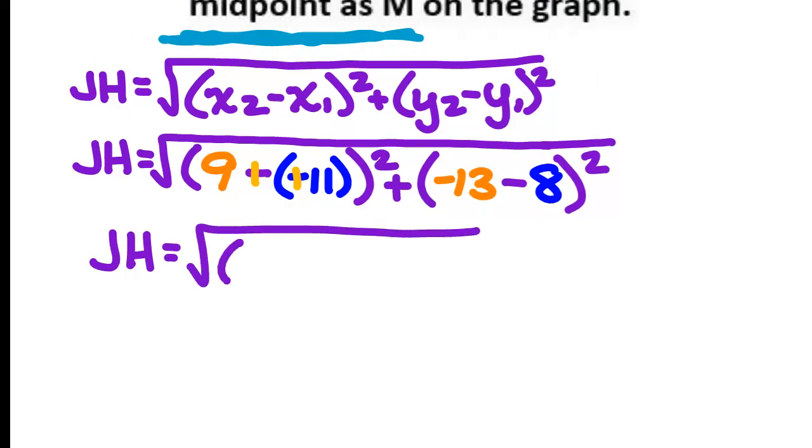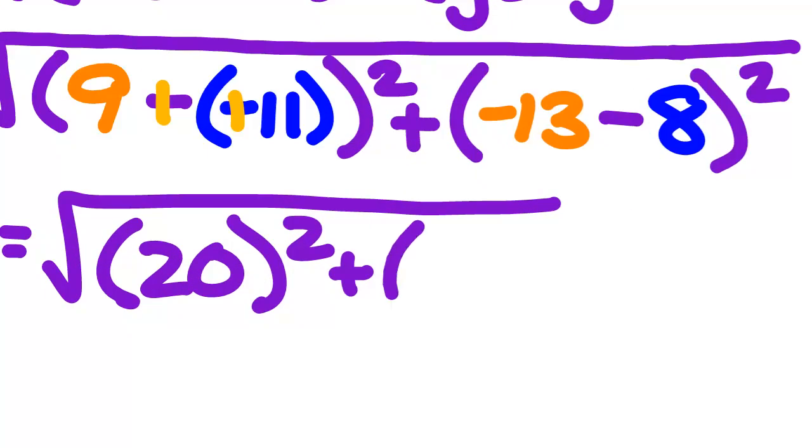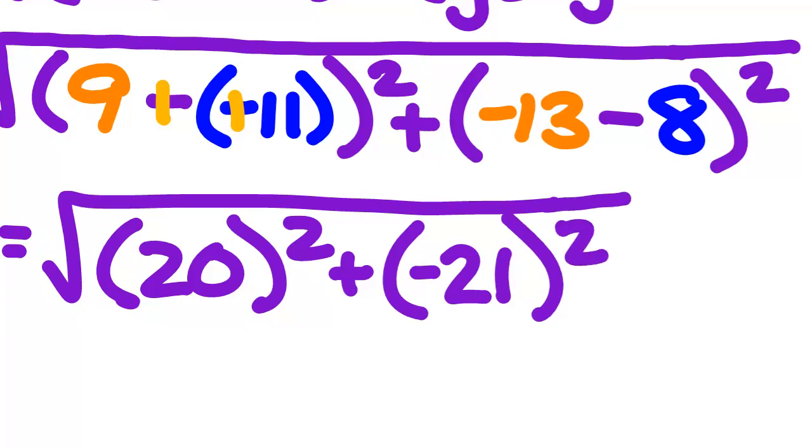So I have 20 squared plus, and now I have to be careful here, negative 13 minus 8 is negative 21. When I put this in my calculator, I have to use parentheses, because otherwise, if you don't have parentheses around that negative number, your calculator is going to tell you it's a negative answer, and it is not. You do not get a negative answer.